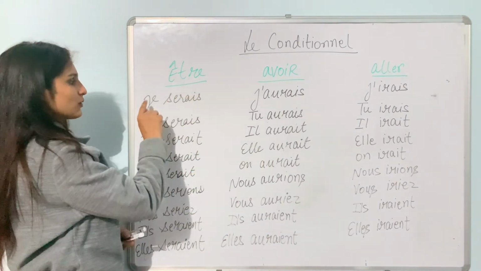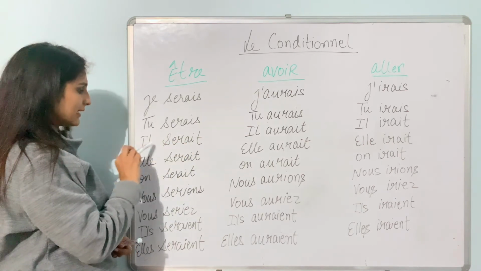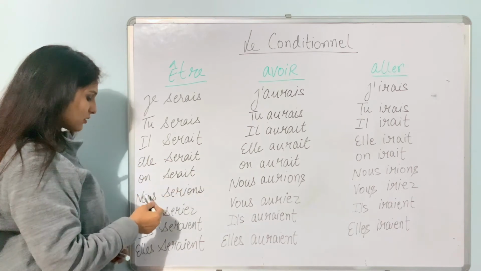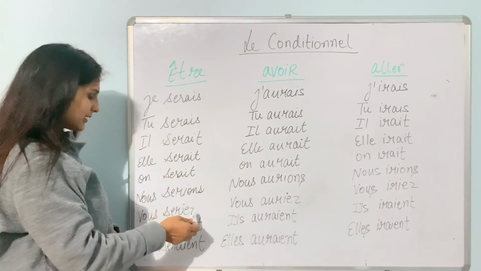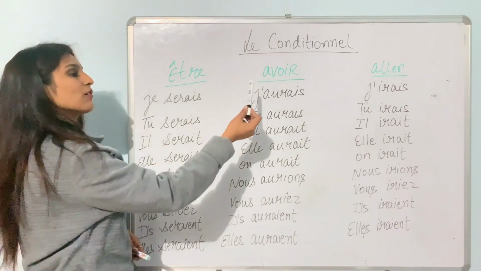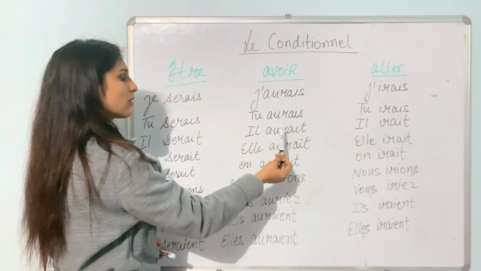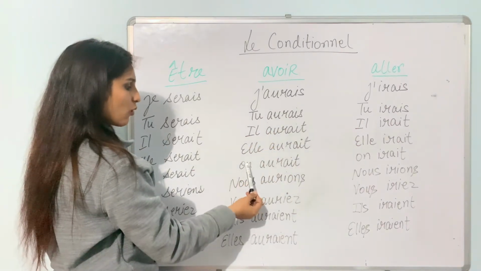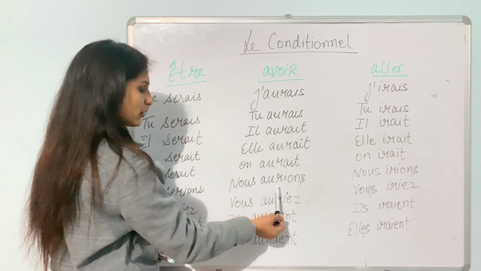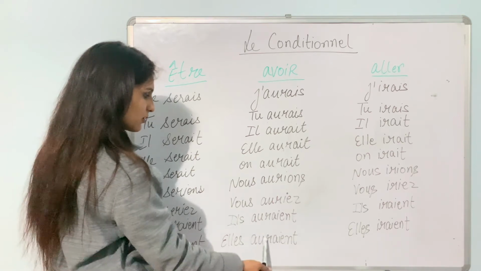Être. So now over here it is je serai, tu serais, il serait, elle serait, on serait, nous serions, vous seriez, il serait, elle serait. So with avoir it is like j'aurais, tu aurais, il aurait, elle aurait, on aurait because you join it, and then nous aurions, vous auriez, ils auraient, elles auraient.